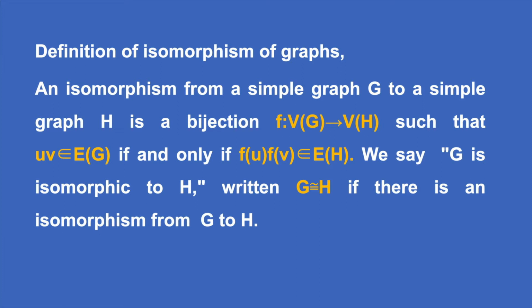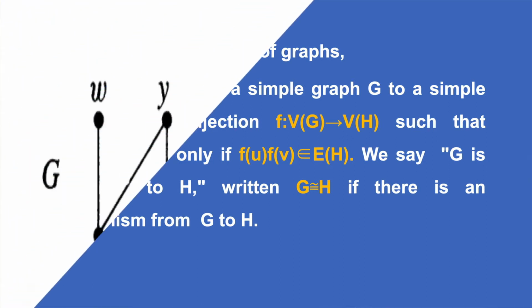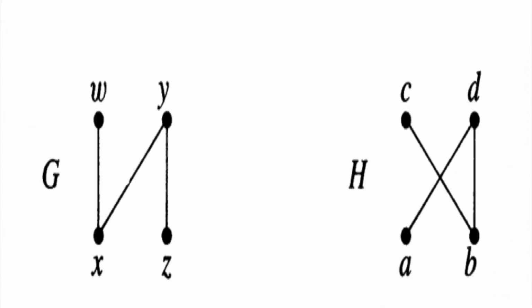An isomorphism from a simple graph G to a simple graph H is a bijection f, a function from the vertex set of G to the vertex set of H, such that the edge uv belongs to the edge set of G if and only if f(u)f(v) belongs to the edge set of H. We say that G is isomorphic to H, written G ≅ H, if there is an isomorphism from G to H. For example, the graphs G and H shown on the screen are 4-vertex paths.